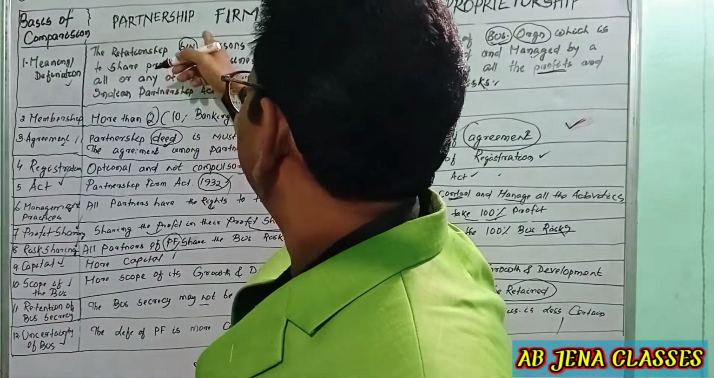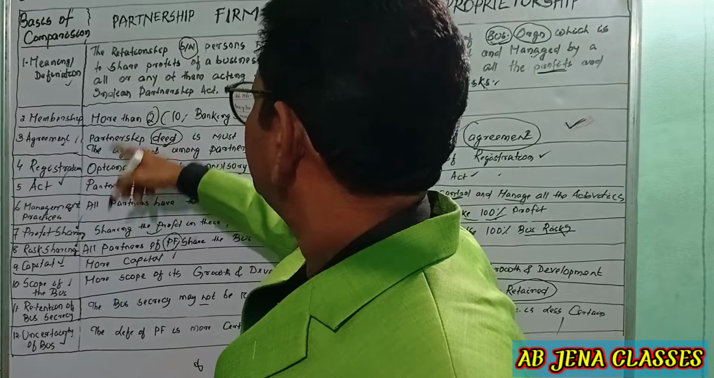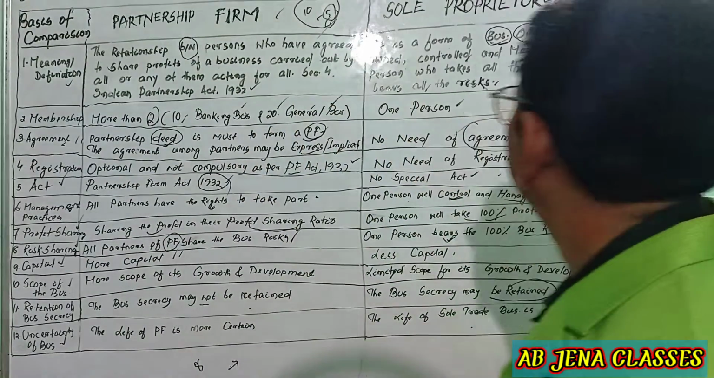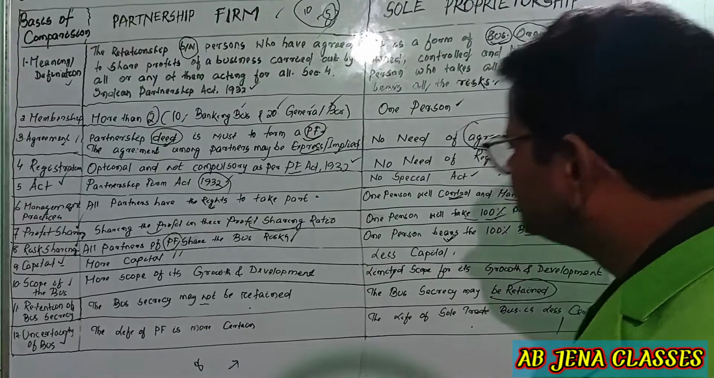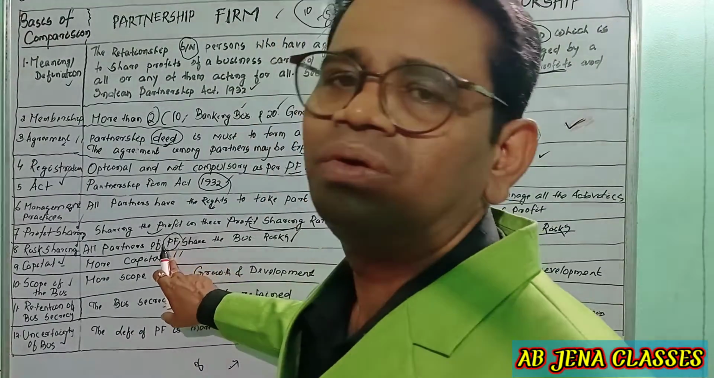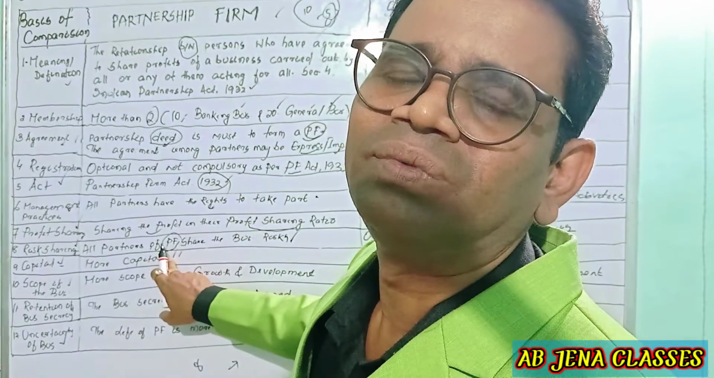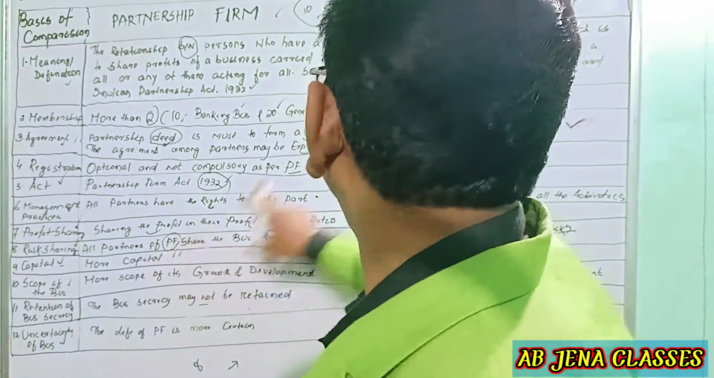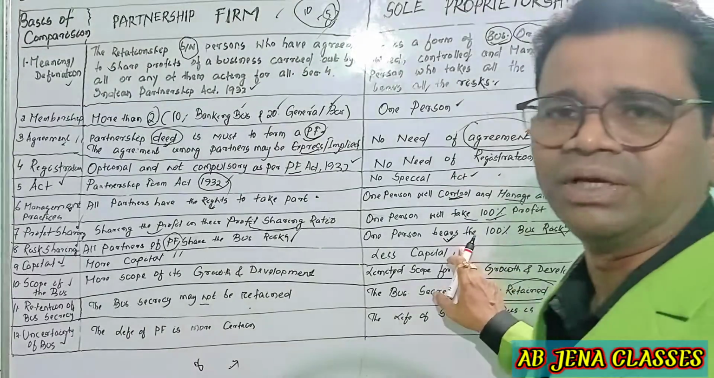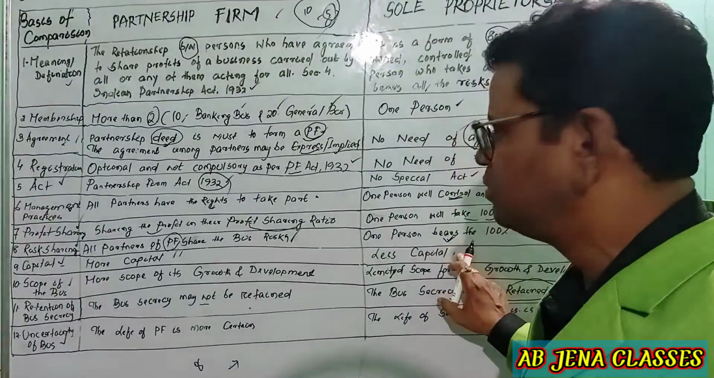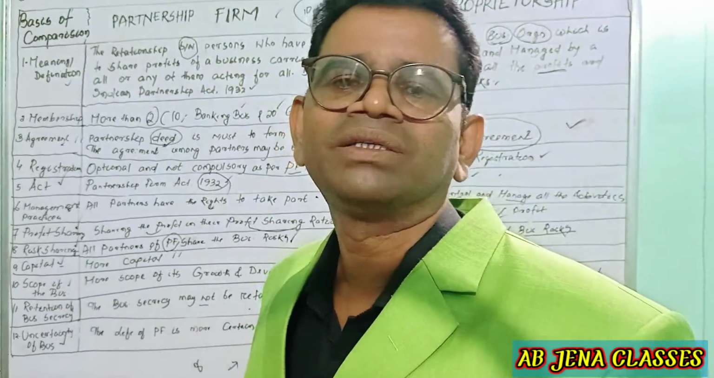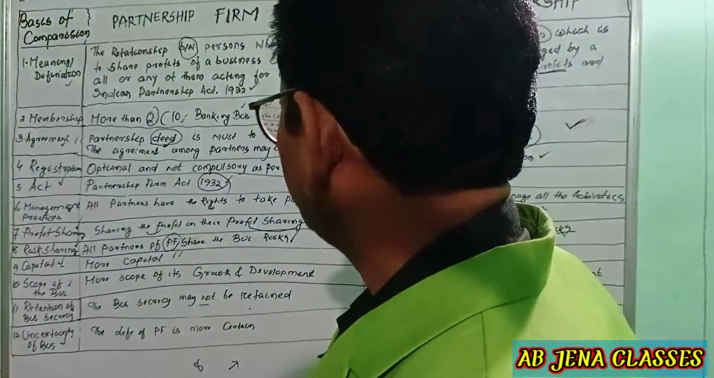Next one is the financial resource, the capital investment. The employment of capital in the partnership firm is more as compared to the sole proprietorship business, because there are more members. That's why there will be more investment of capital. In the case of a sole trading business, less capital is employed, because one person may not contribute the maximum capital.